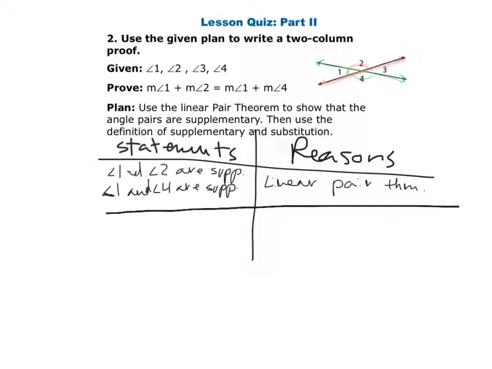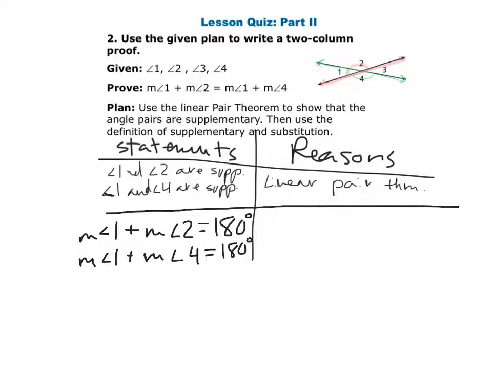So if angle 1 and angle 2 are supplementary, what can we put in the next step? What's the definition of supplementary? They add to 180. So the measure of angle 1 plus the measure of angle 2 is equal to 180 degrees. And then we can do the same thing for the measure of angle 1 plus the measure of angle 4. And what was our reason for this? Definition of supplementary.